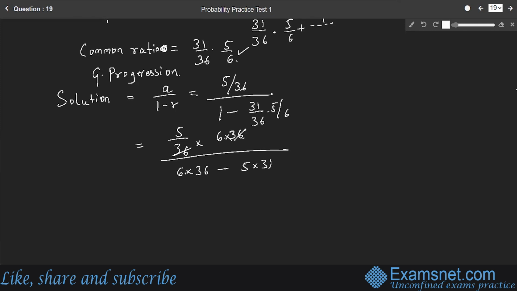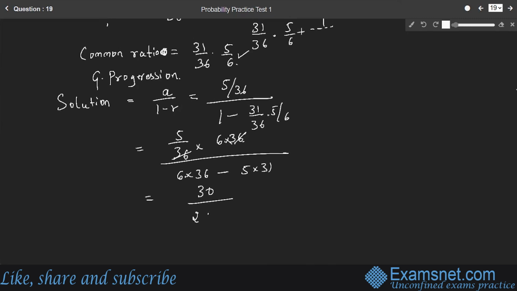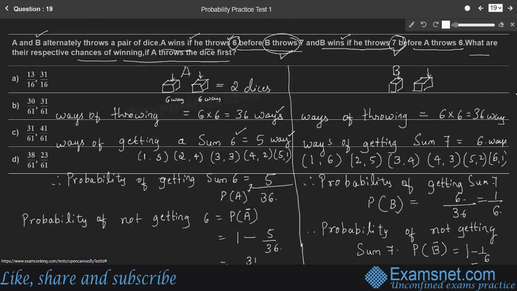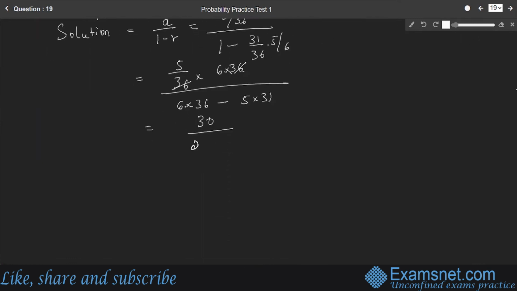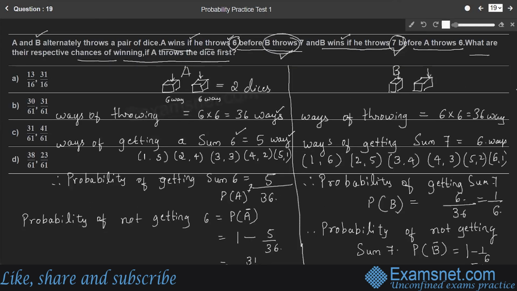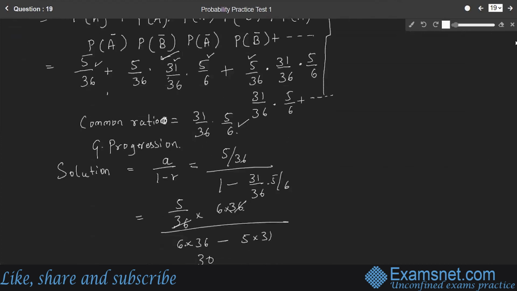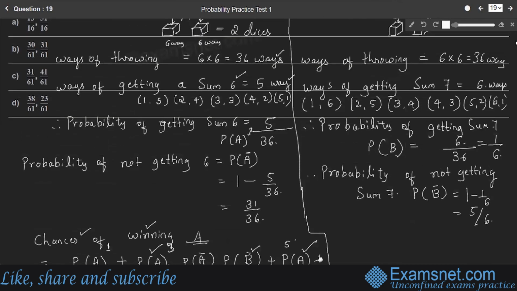So that you can cancel 36 and 36. 5 into 6 is 30. And in the denominator, we have 6 into 36, which is 216. 6 into 36 is 216 minus 5 into 31, which is 155, right? Therefore, we have 30 by 61 as the answer. So their respective chances of winning, right? Probability of winning is 30 by 61. Am I right? 30 by 61. Probability of winning A, right?